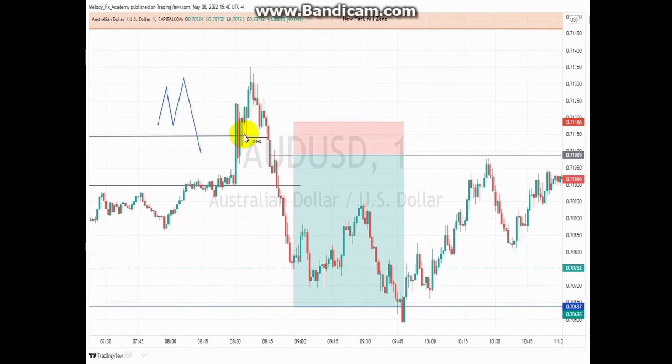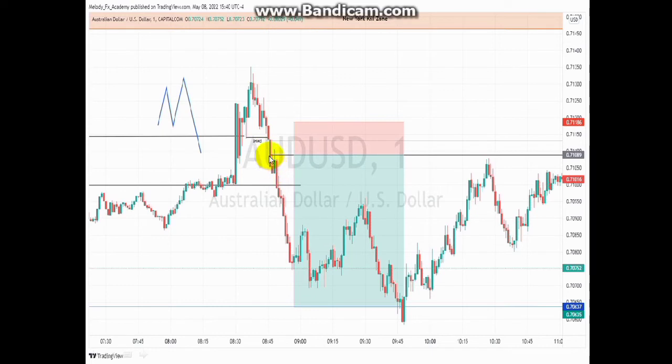So I had the shift in market structure right here. This is the old short term low being taken out. At the same time, a run on liquidity was being created right here. So we had a high, a low, and a higher high, grabbing liquidity and a shift in market structure, creating our fair value gap.